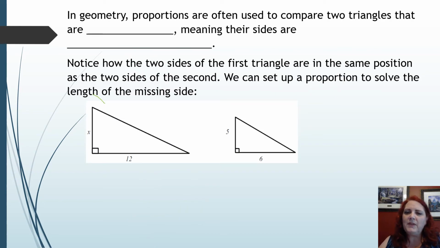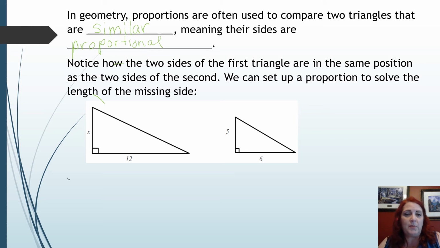So we can also apply proportions to geometry. We use them to compare figures, in this case triangles, that are similar, meaning that their sides are going to be proportional. Take a look at these two triangles and notice that the two sides of the first triangle are in the same position as the two sides of the second, and we're going to set that up. So that's going to be helpful for us.